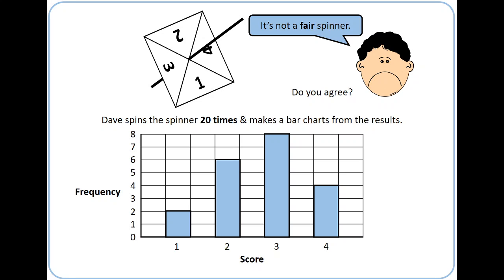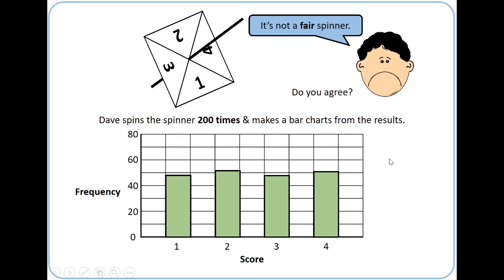So this one then, we've got data now. So Dave spins a spinner 20 times and makes a bar chart of his results. It now looks like it actually lands on 3. So that goes against his previous assumption. 2's still up there, but 4's creeping up as well. Okay, so what we could do is we could do more spins.